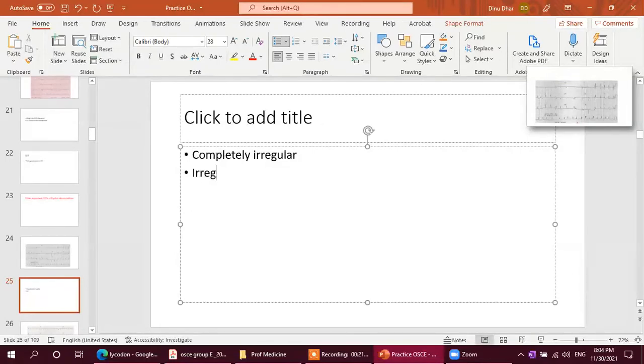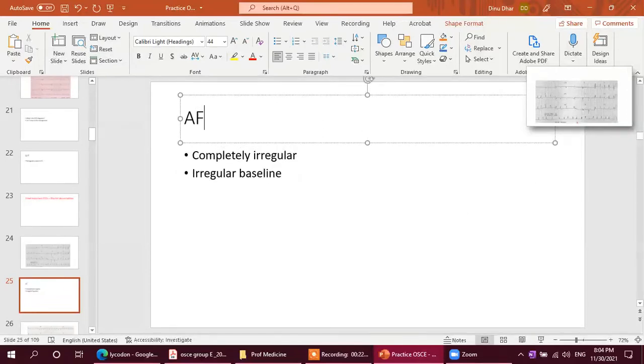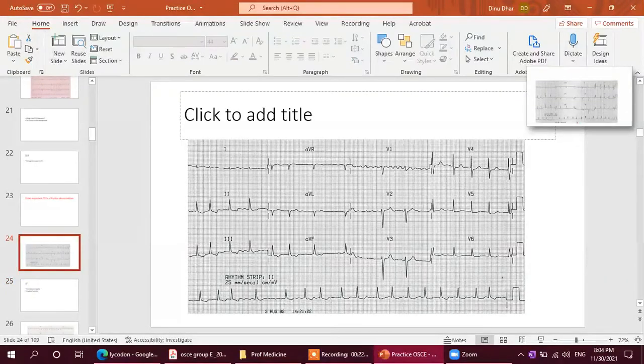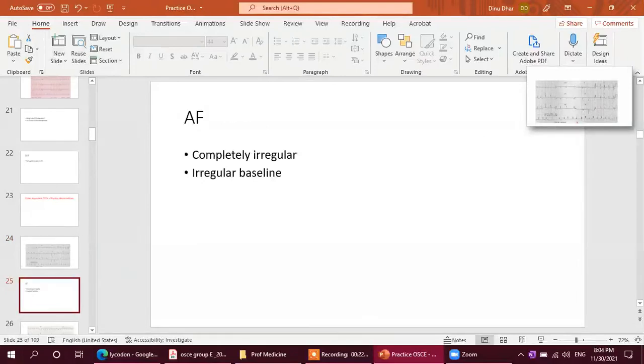Okay. So what is the diagnosis here? Atrial fibrillation. Yeah, atrial fibrillation. So why do we say so? P waves are not clearly present. There is an irregular baseline, and the R waves are irregularly irregular. That is why it is atrial fibrillation.